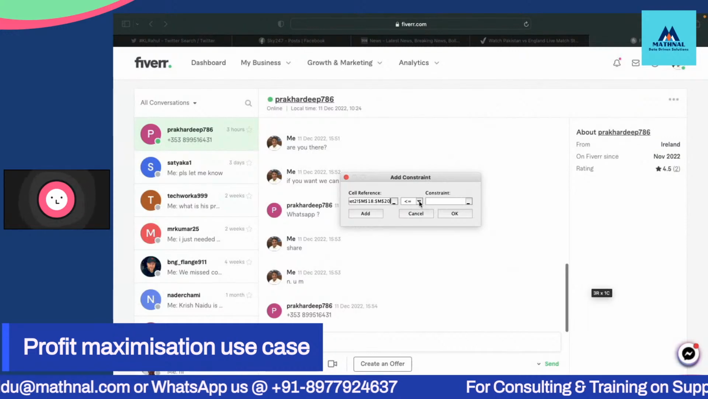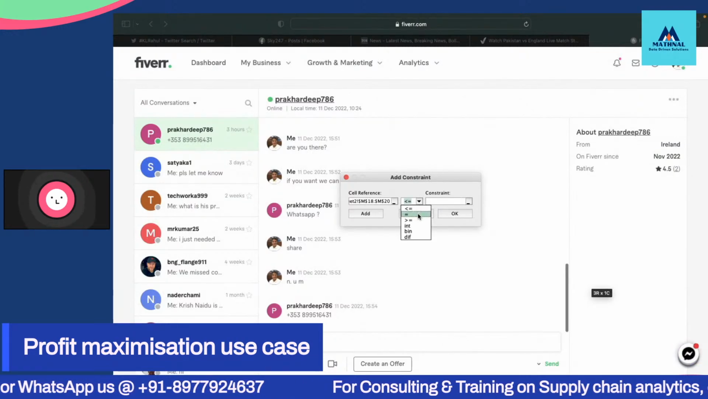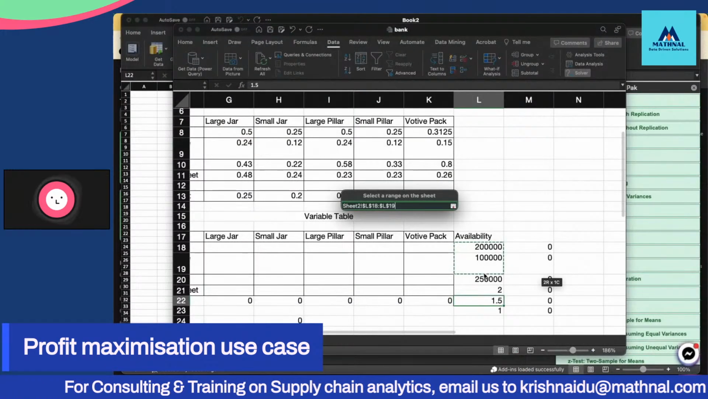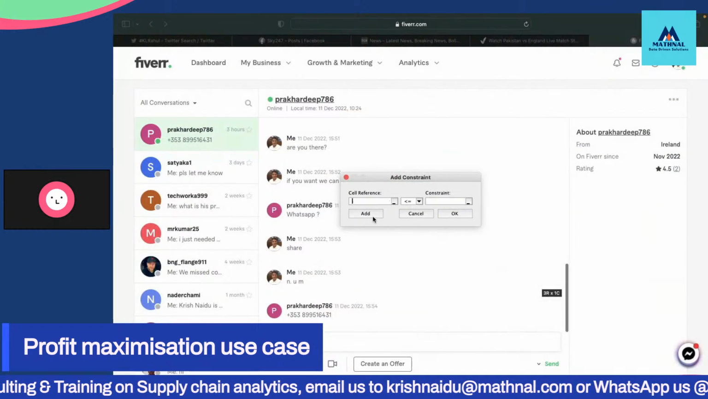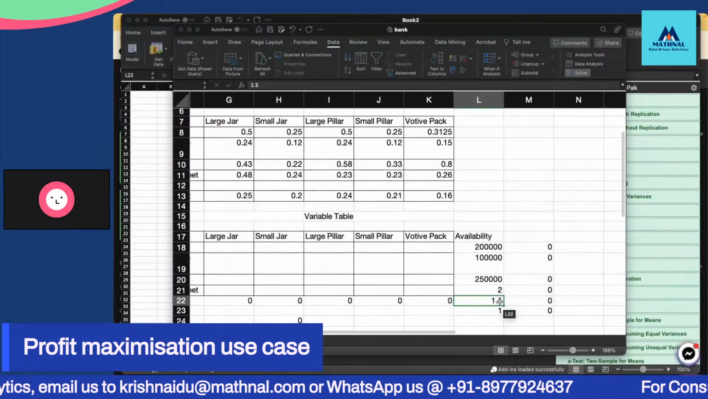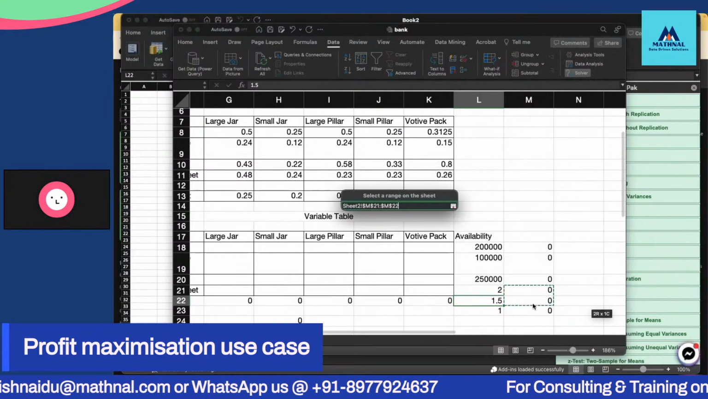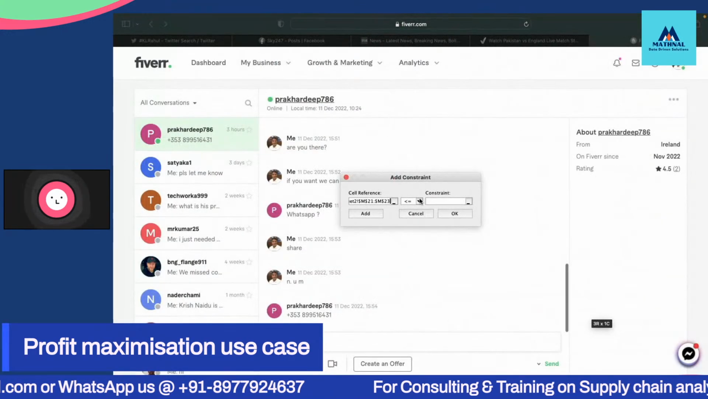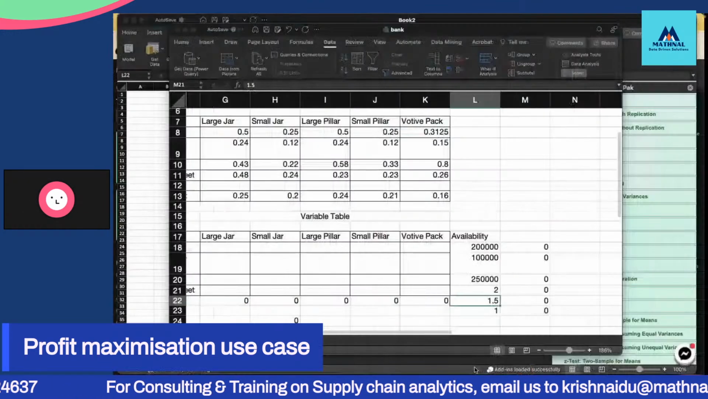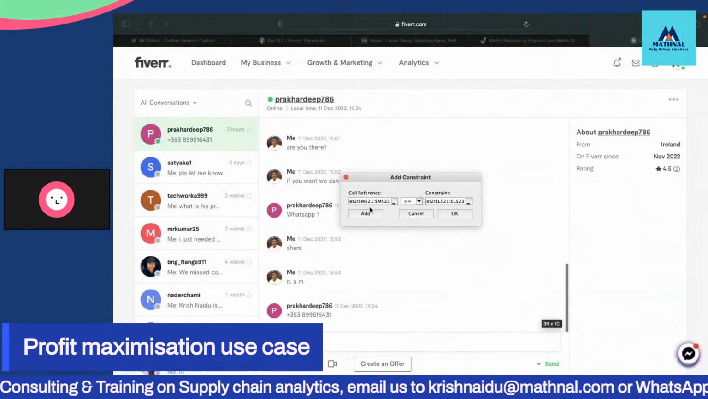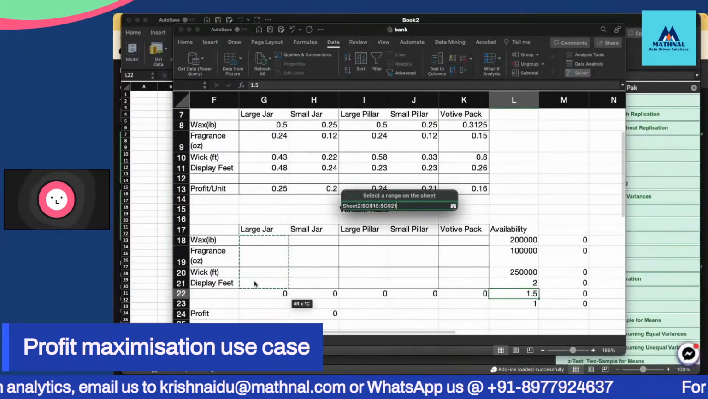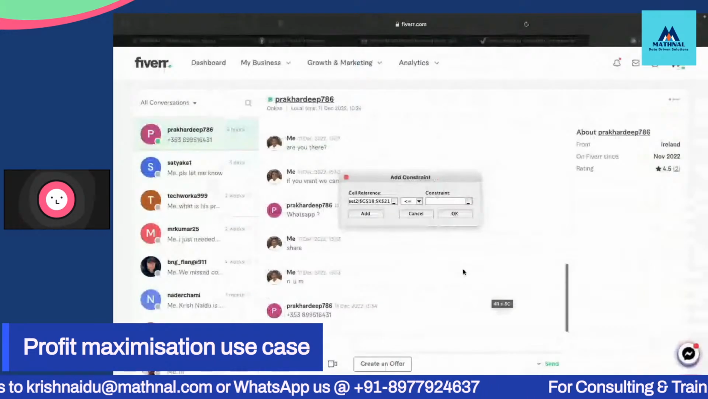This has to be less than equal to, this has to be equal to, less than equal to, let's make less than equal to this. Now this has to be more than equal to this 3. Let me put one more constraint. This all has to be more than equal to 0.